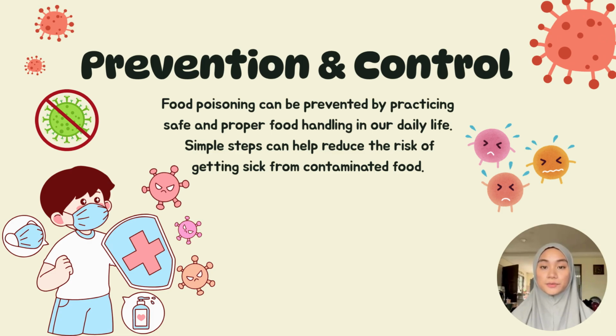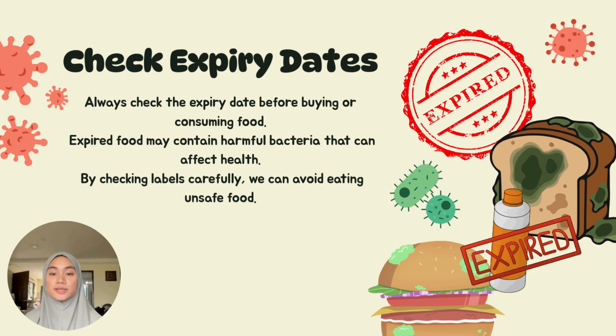For this part, I will explain about prevention and control of food poisoning. Food poisoning can actually be prevented if we practice safe food handling in our daily life. There are several simple methods that we can follow to reduce the risk. First, we should always check the expiry date before buying or eating food. This is important because expired food may contain harmful bacteria. So, by checking the label carefully, we can avoid consuming unsafe food and protect our health.